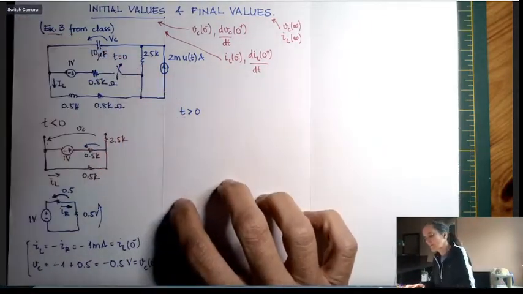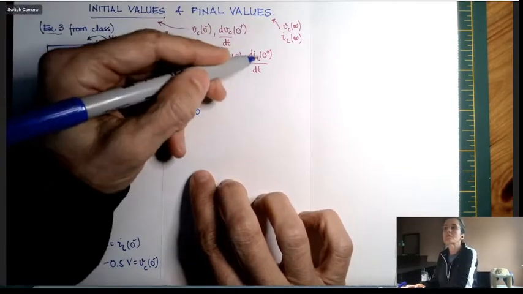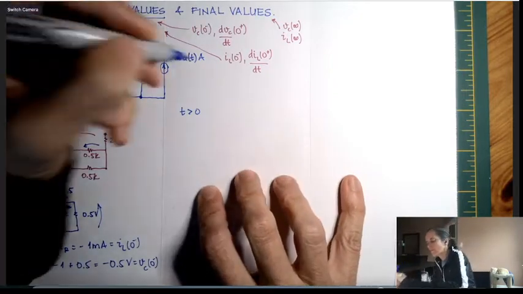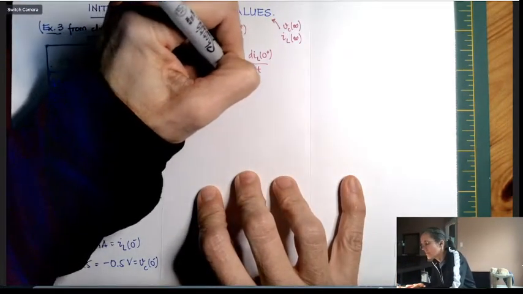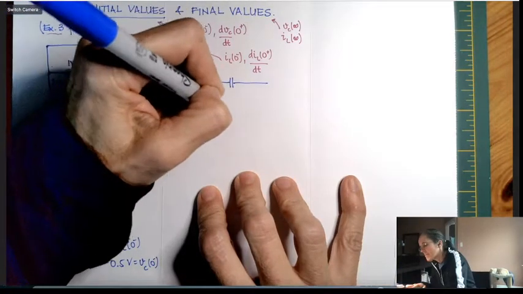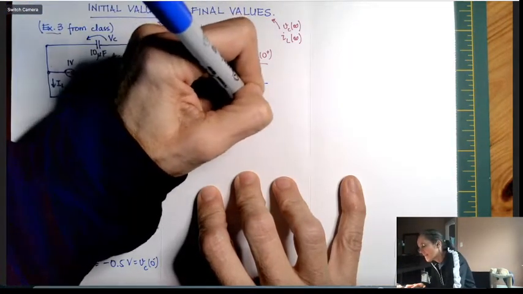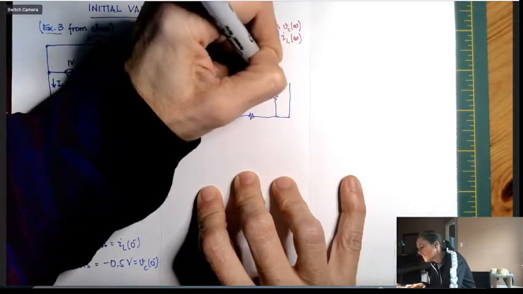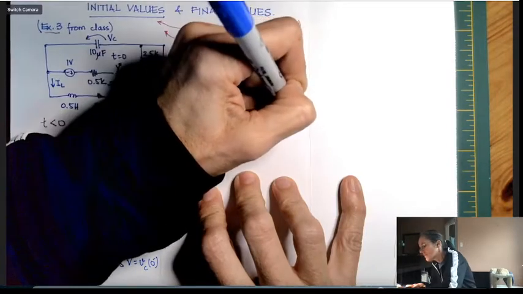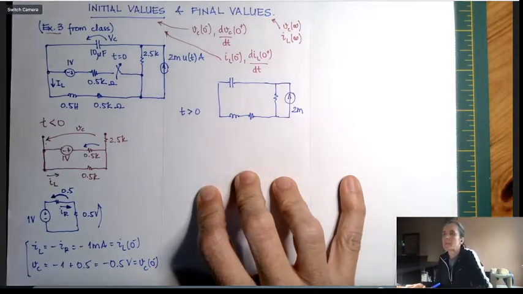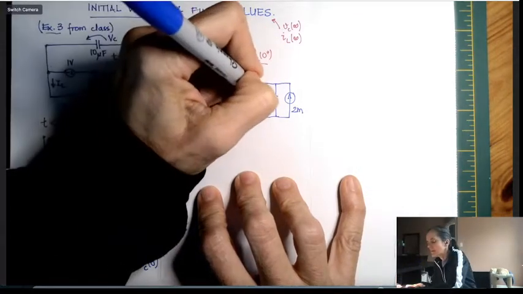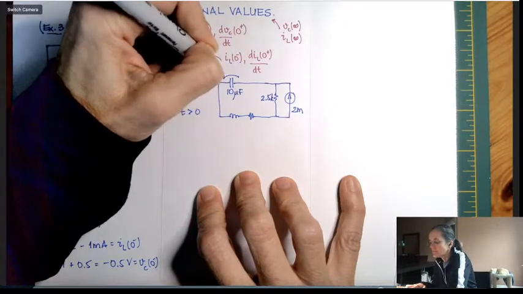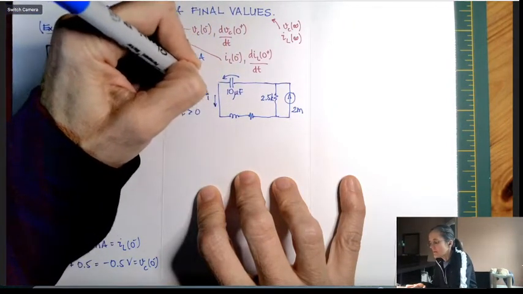And the way to draw the circuit at t larger than 0, because I want to know the derivatives, is that I leave the capacitor and the inductor in the circuit. So here's how the circuit looks. Now instead of u of t, I am actually writing the 2 milliamps. This is what it means to leave the u of t out of the circuit. This is IL.